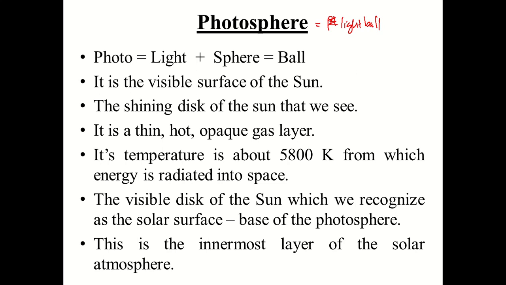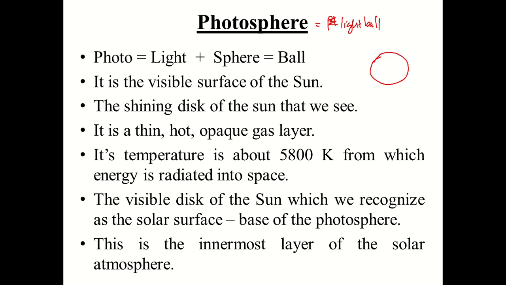It is actually the visible surface of the sun. The shining disk of the sun that we see in the sky is the photosphere. As you know, we see the sun as a disk, and this shining disk is the visible part of the sun, which is the photosphere.